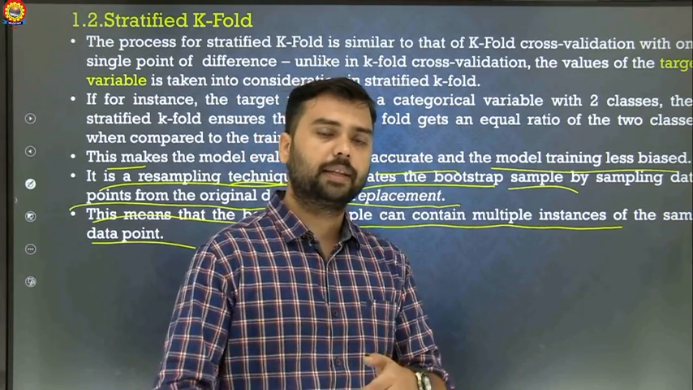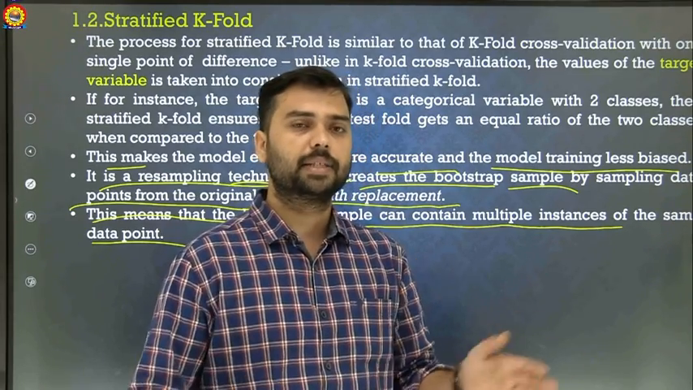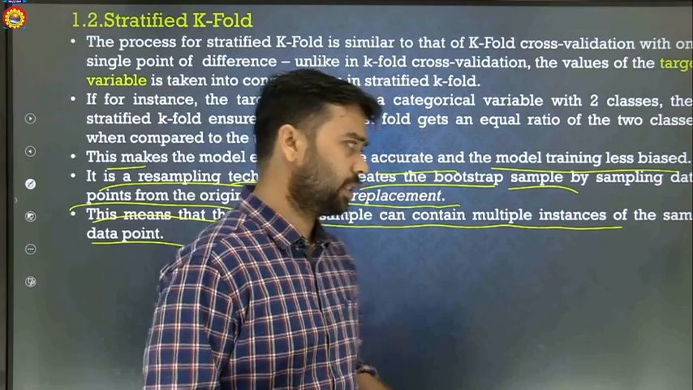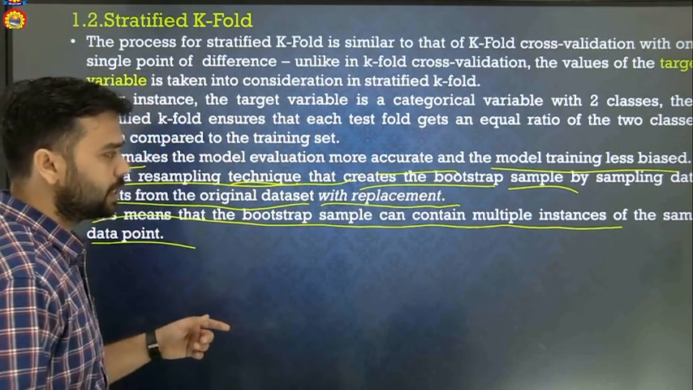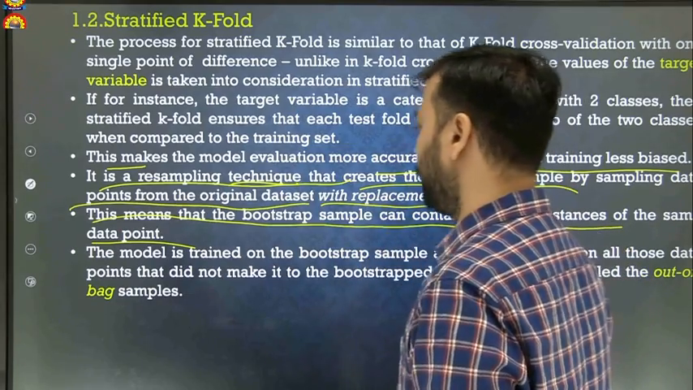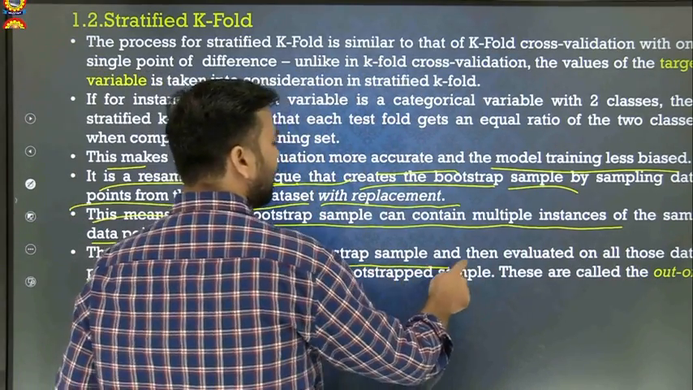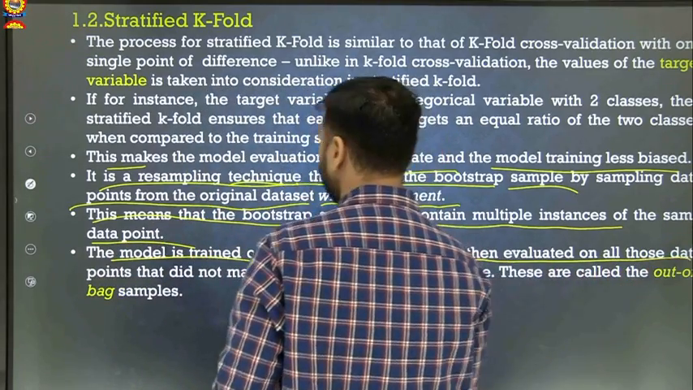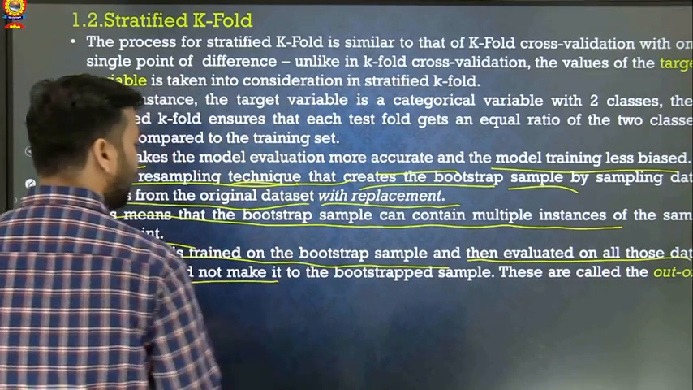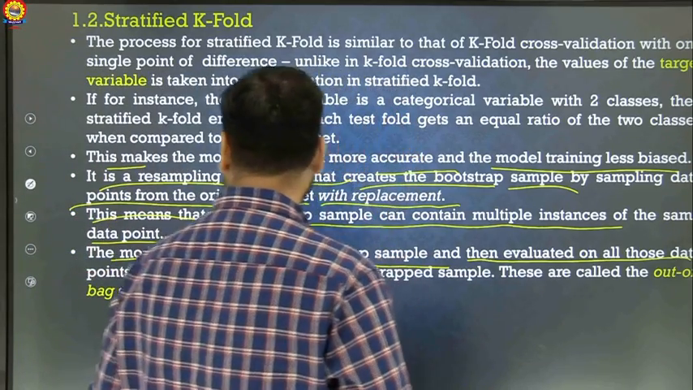And again in the next iteration, the next subset is taken as the test data, and the remaining is taken as the training data set. So there are multiple instances, and we choose the best sample, which is nearest to the target value. The model is trained on the bootstrap sample and evaluated on all the data points that did not make it to the bootstrap sample. This is called the out-of-bag sample.